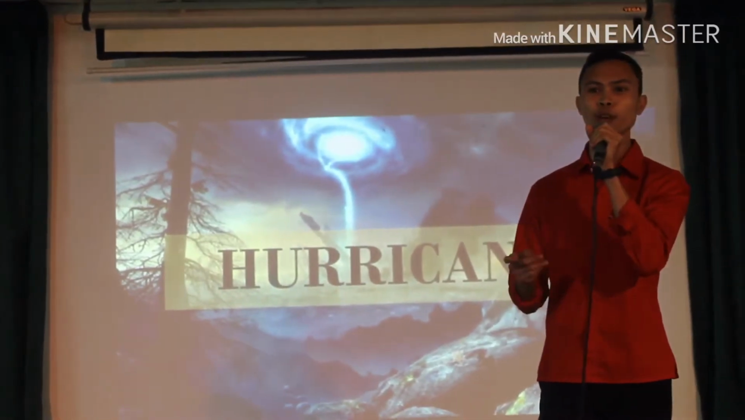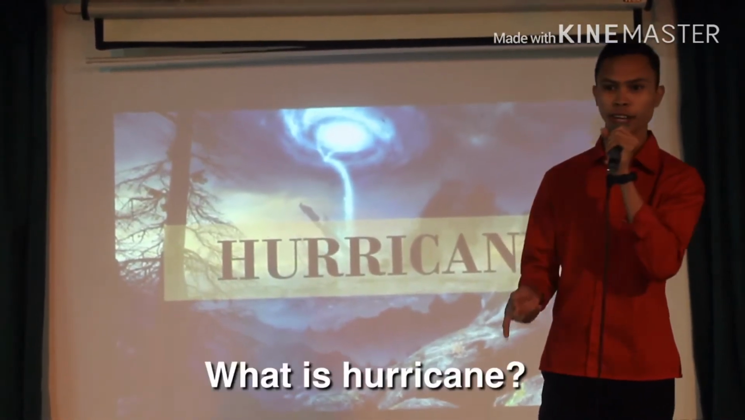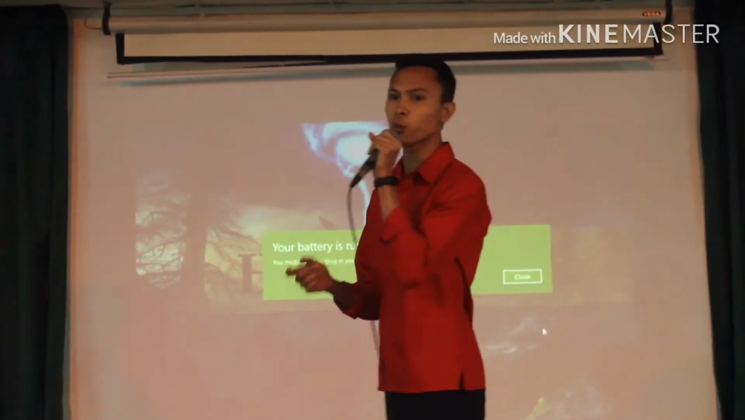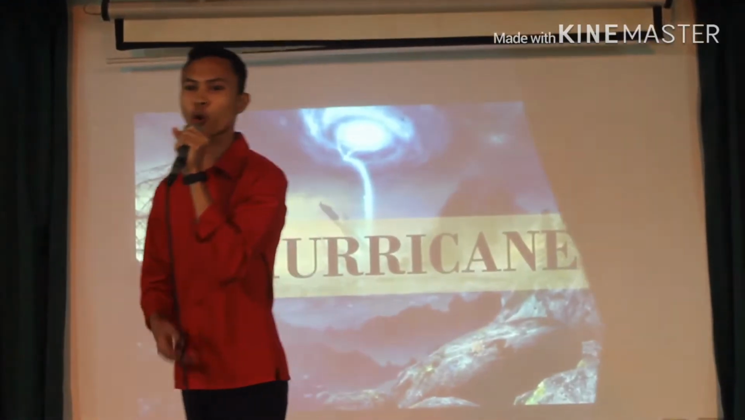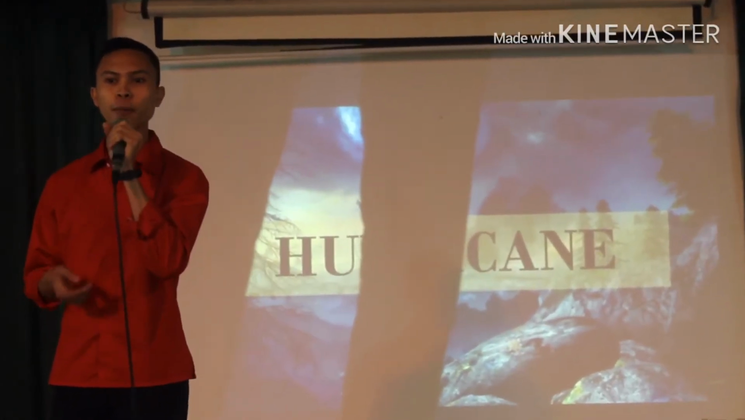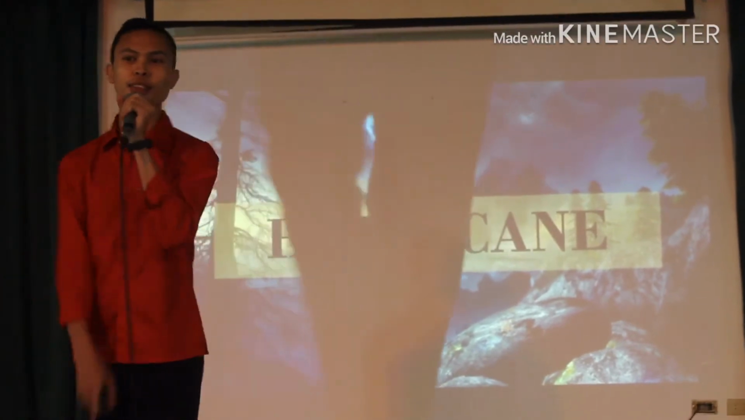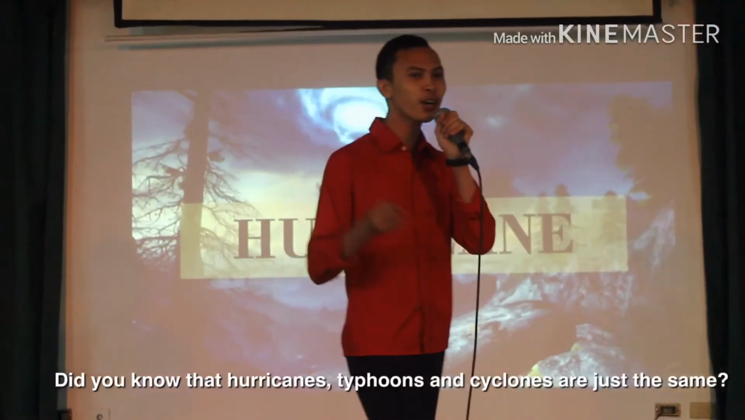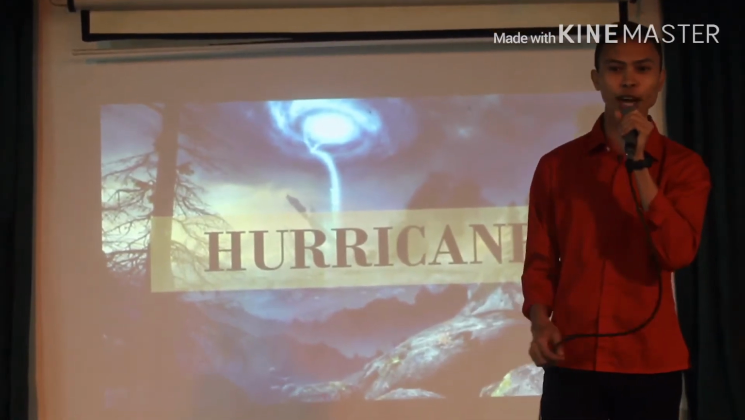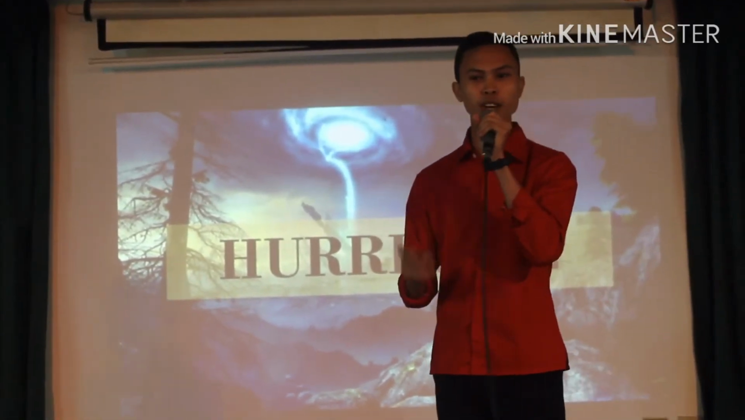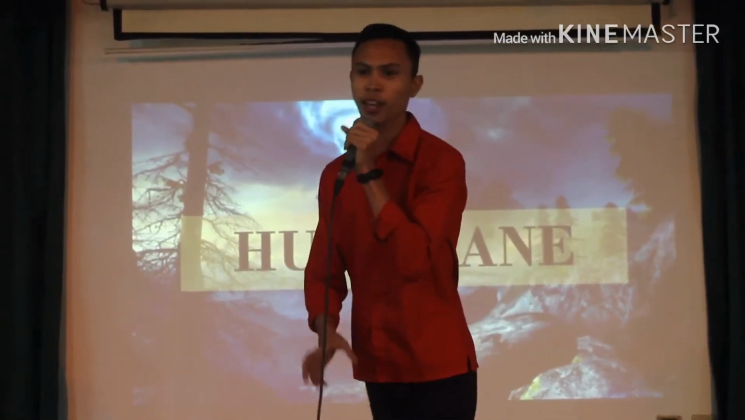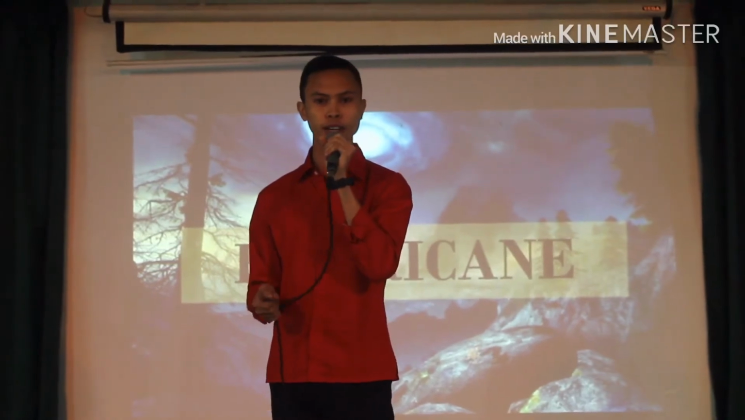But before, we need to know first, what is a hurricane? A hurricane itself is a storm with a violent wind. It's a large rotating storm with high speed of wind that forms over warm waters in tropical areas. But did you know that hurricanes, typhoons, and cyclones are just the same? Yes, they are just the same. The difference between the three is their names and the place where they occur. They are all the same thing.